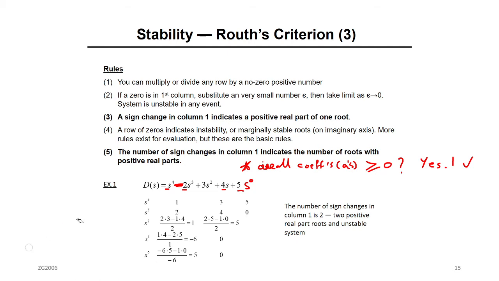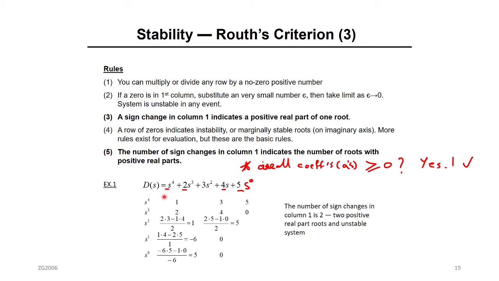Okay, let me erase this before we start. All right. Now this is the first condition: all the coefficients non-zero and positive. That means the system may be stable, may be unstable. We have to build the array.